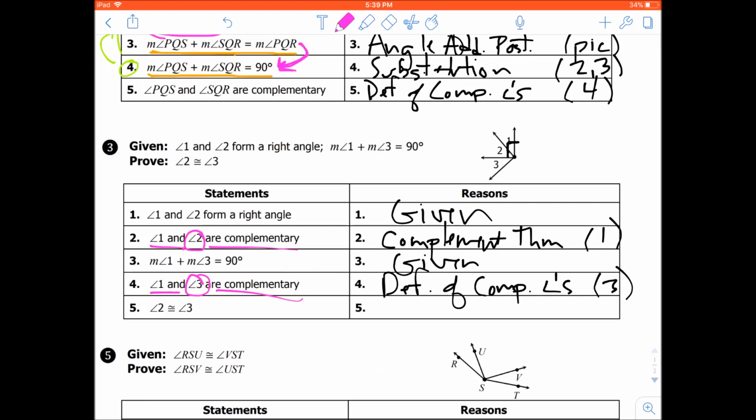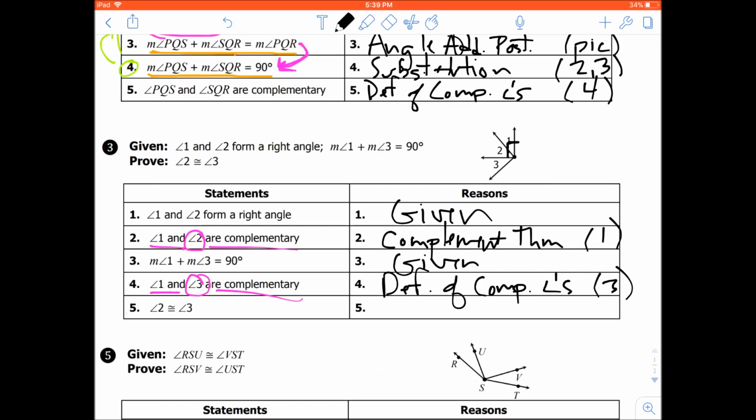So if they are both complementary to angle 1, then they have to be the same. Because that means when you pair them up with angle 1, it doesn't matter whether you choose 2 or 3. They're both going to be complementary to angle 1. They're both going to add up to 90 degrees when you pair them up with angle 1.